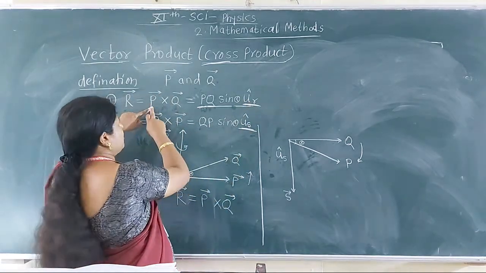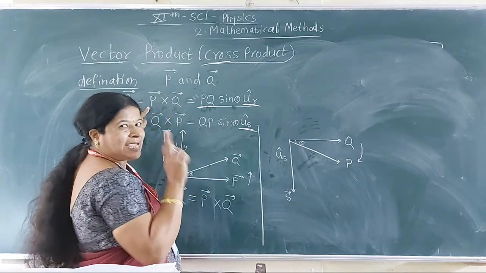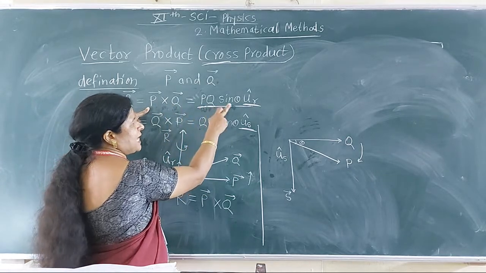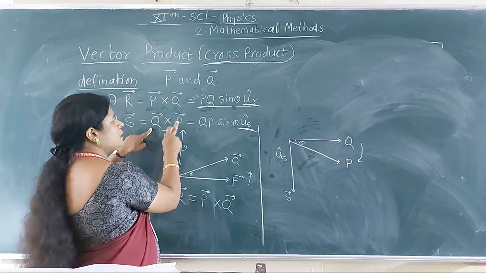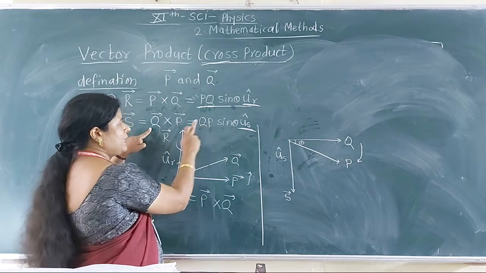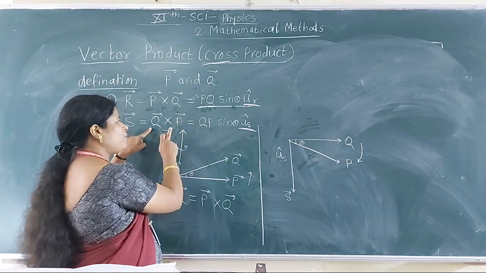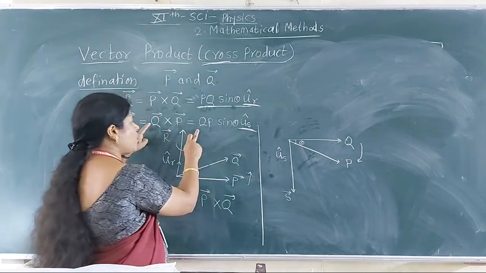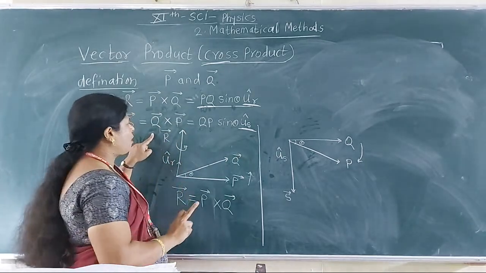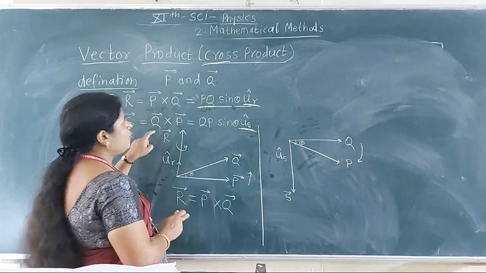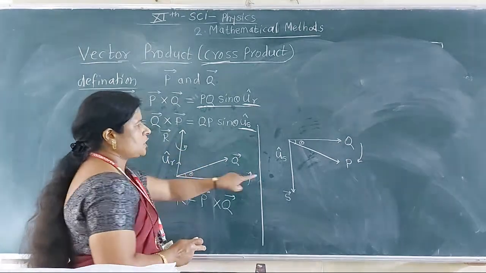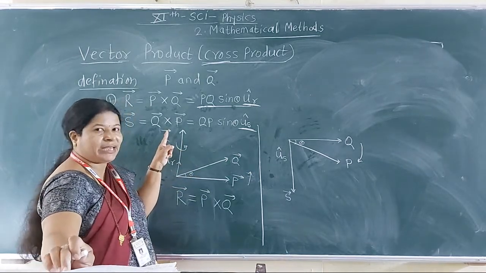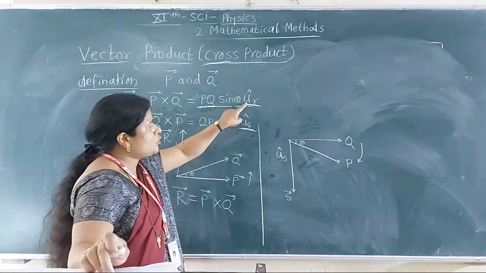See the sequence. When taking the cross product vector p cross q, we write pq sin theta. Vector q cross p, we write qp. Here, we cannot write pq. The sequence is changed, the direction is changed. So, while writing the cross product between two vectors, we have to take the direction of these two vectors in the multiplication of that vector.